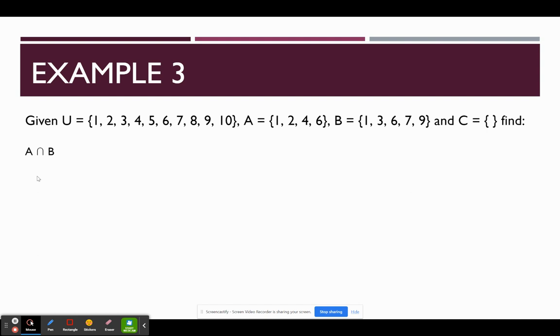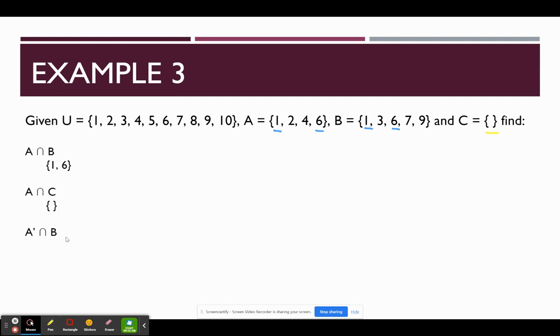So if we have A, and we're looking at the intersection of sets A and B, I can kind of do it here with the pencil too. What are both in A and B? Well, 1 is in both A and B, and 6 is in both A and B. So that being said, we have the set of 1 and 6 are in both sets A and B. Moving on to sets A and C, well, as you can tell here, set C is the empty set. And that being said, we're going to wind up having just the empty set.